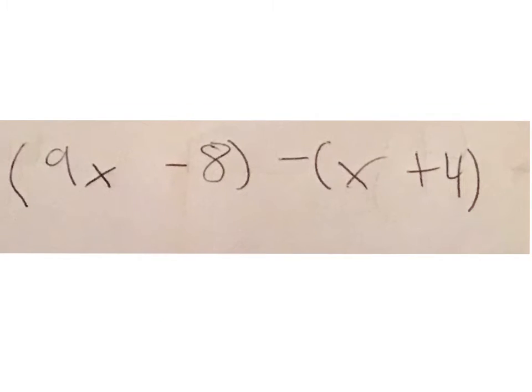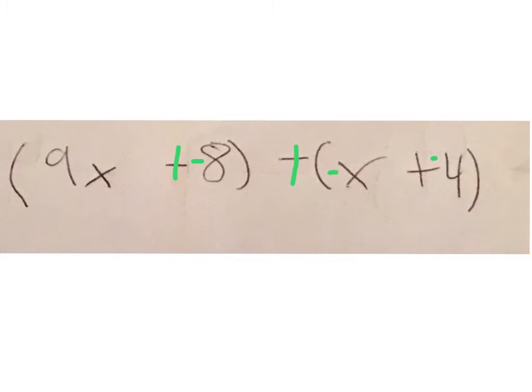So for this problem, we have to subtract, but to make things easier, we can do addition. So the first thing we do is we change the subtraction sign into an addition sign and change the 8 to a negative 8. Then we do the same with this other subtraction sign and make the x negative x and the 4 negative 4. Then we add.